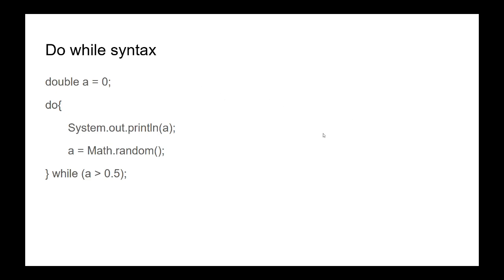So for this one, it's a bit of a more complicated example. We're setting a to 0. So first we print out a, so it'll print out 0. Then it will set a to a random number using Math.random, which always returns a number between 0 and 1, and this checks while a is greater than 0.5. So 50% of the time it will repeat again.